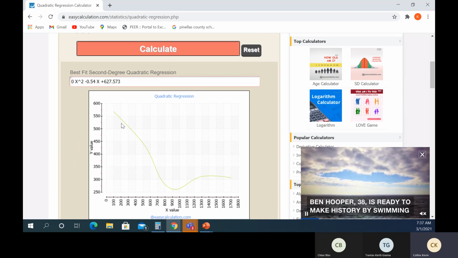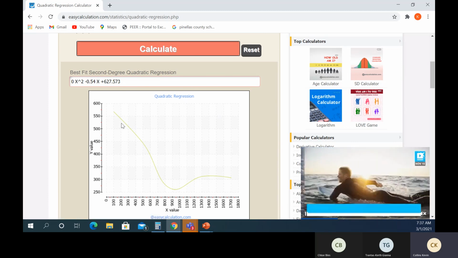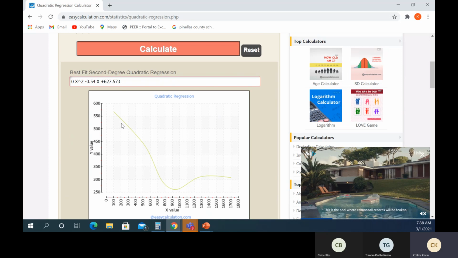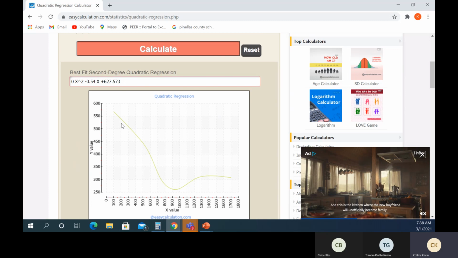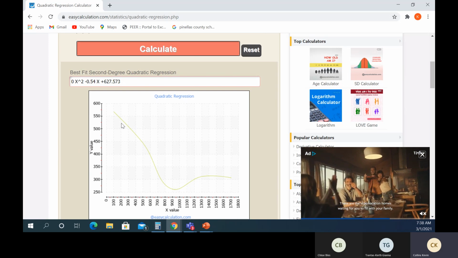Okay, so basically, like I said, you just look one of these guys up, you plug in your numbers, and it'll give you a quadratic equation that best fits what we got going on here. Okay, questions? Yeah, so this is pretty cool stuff. I mean, you just grab some stuff off of Google and we're all good to go.